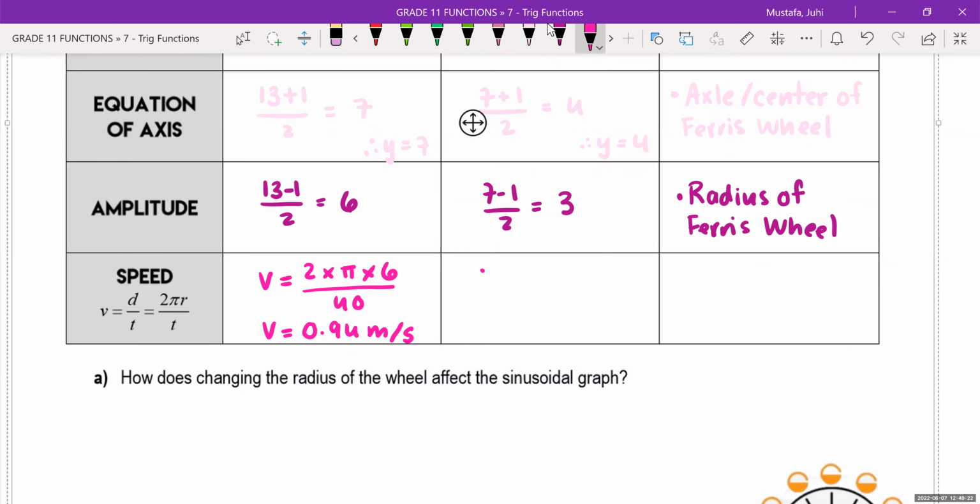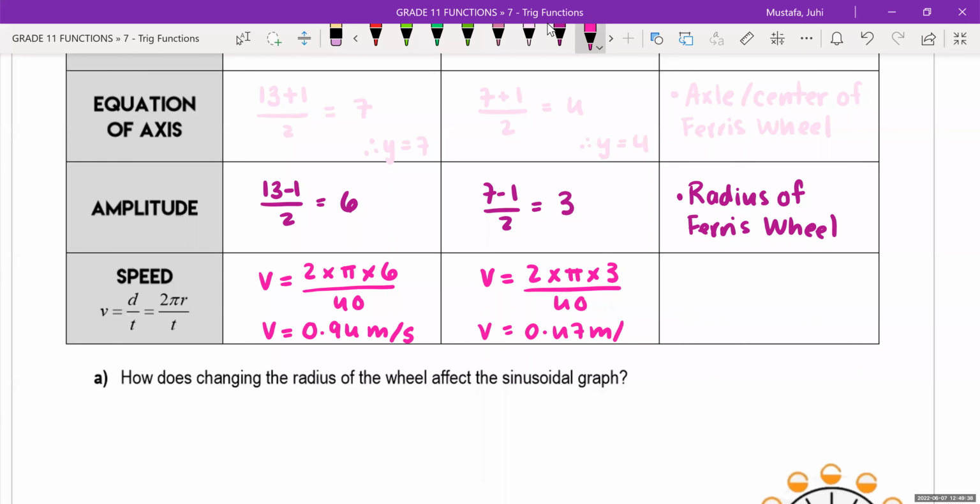For the next question, again, speed is equal to 2 times pi times this radius, which is 3, divided by 40. And then we're going to notice the speed for this is 0.47 meters per second.